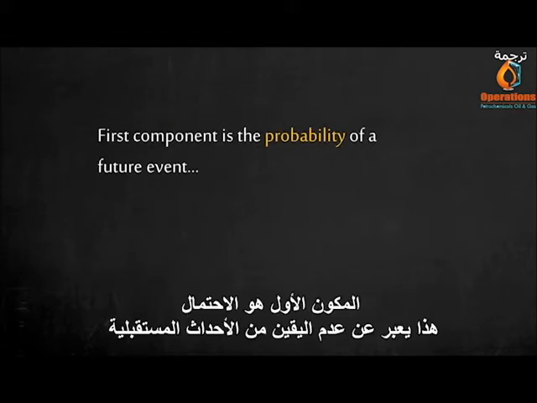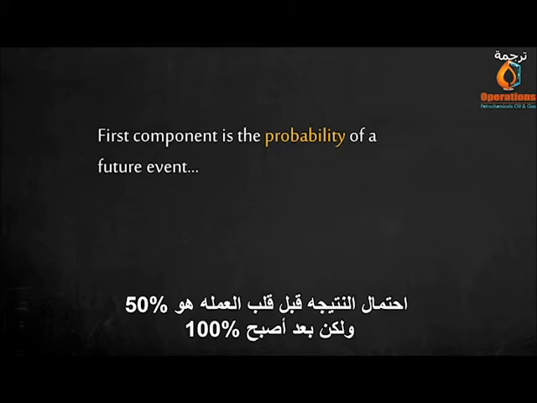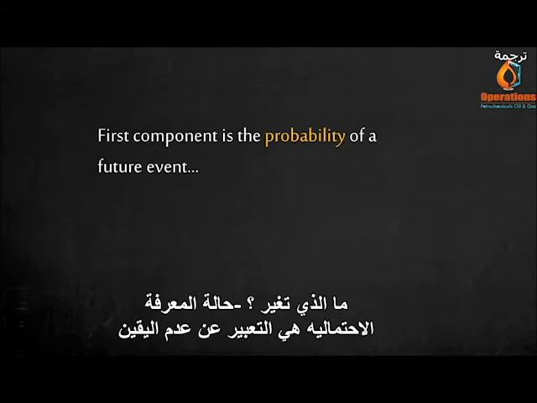The first component is probability. This expresses the uncertainty of future events. Think of flipping a coin. What is the uncertainty of the outcome before and the uncertainty after the result is revealed? The probability of 2 possible outcomes is 50% before, but 100% after. What changed? The state of knowledge. Probability is the expression of uncertainty.